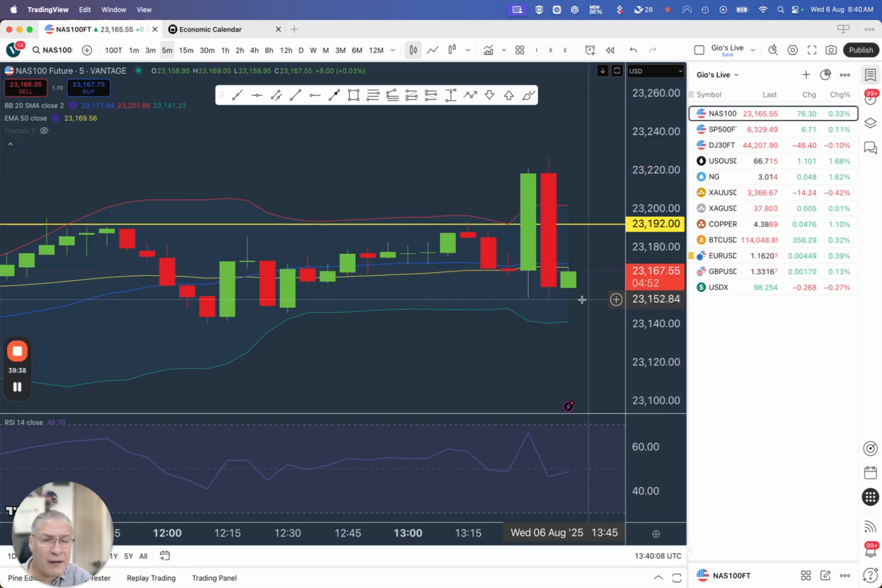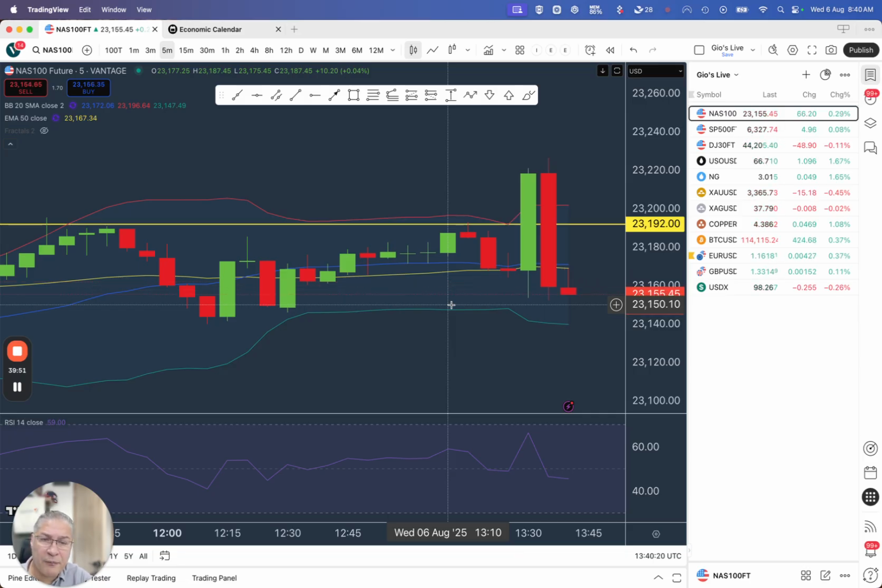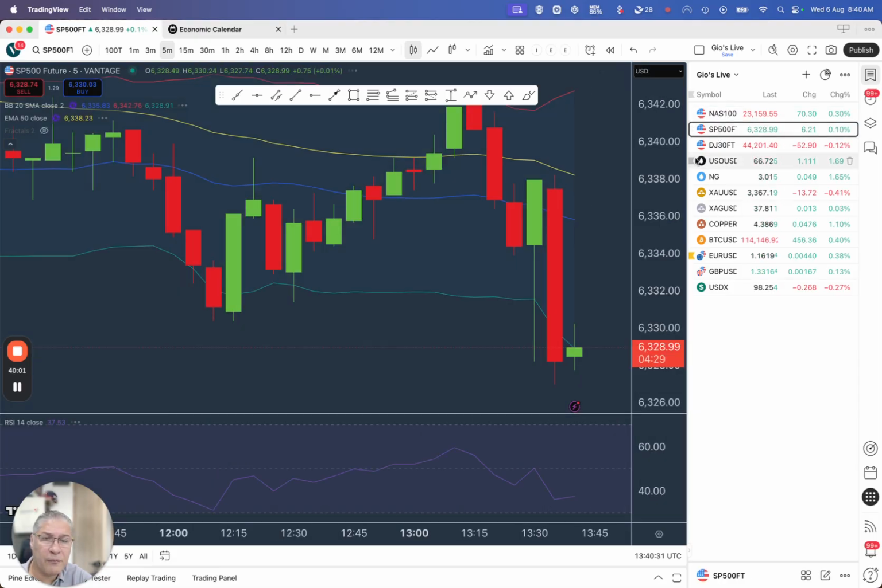But it is finding support. It is sustaining itself right above the 23,150. But maybe not so much now. So it is looking to make another leg down. So initial target could be the lower Bollinger Band, 23,140, if you're looking to sell.